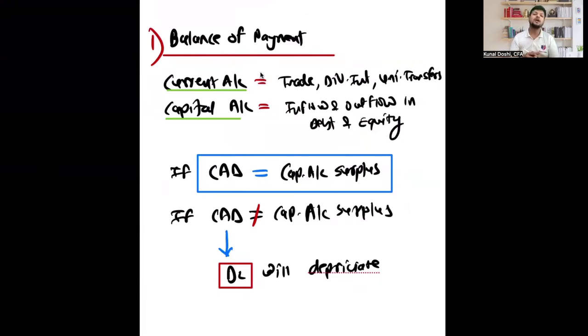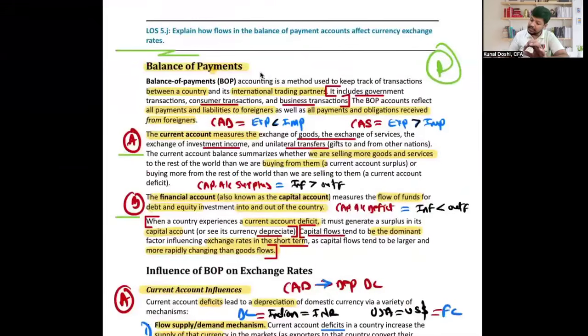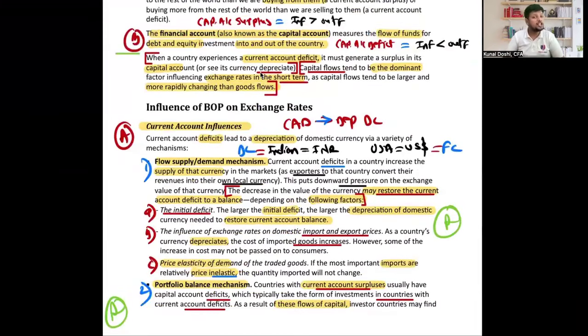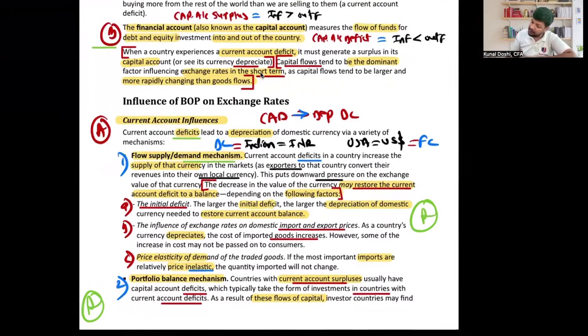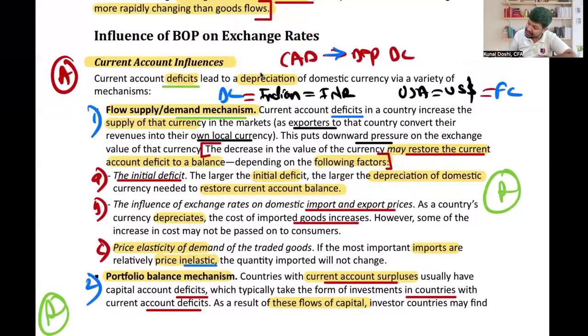And if the current account is going to be in deficit, right, what will be the immediate effect on the currency? The currency will depreciate. Understood? So depreciation of the currency is going to affect your trade. Clear? So a current account deficit will lead to depreciation of the domestic currency, and we discussed what issues will happen. That is the flow supply demand mechanism: it will increase the supply of that currency in a country, as exporters will find it beneficial, right? Because their goods become cheaper in the foreign market.